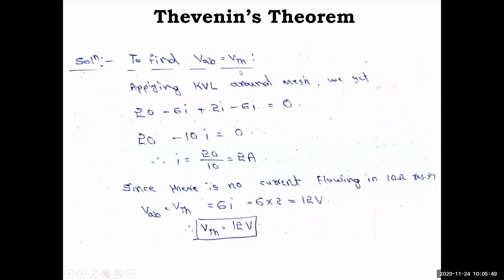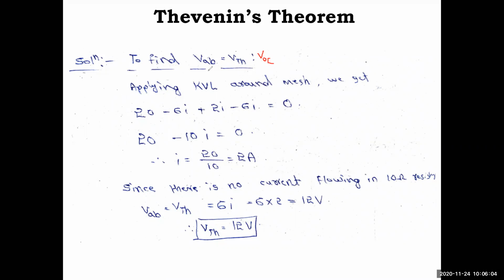So first, find VAB, VTH, VOC, which are all the same. The voltage across the terminals AB, Thevenin's equivalent voltage, as well as the open circuit voltage, all are the same. So we'll apply KVL around the mesh.